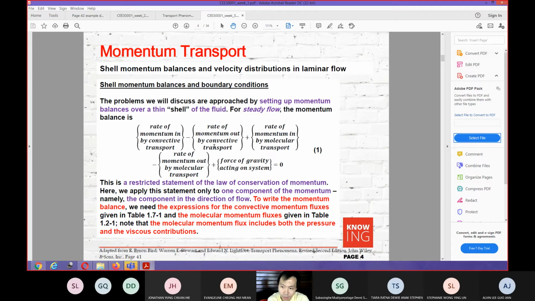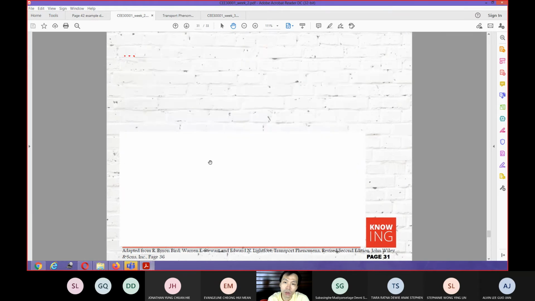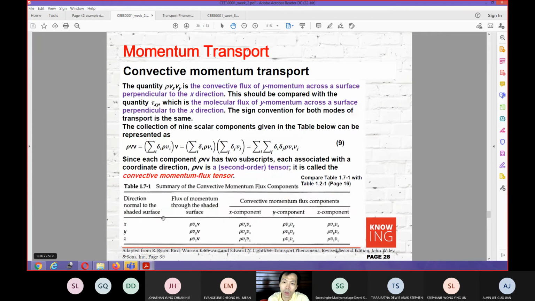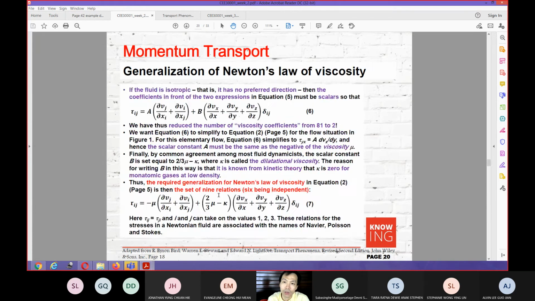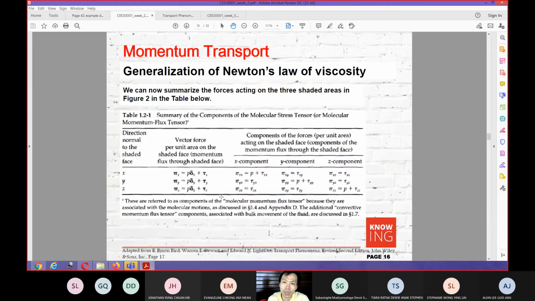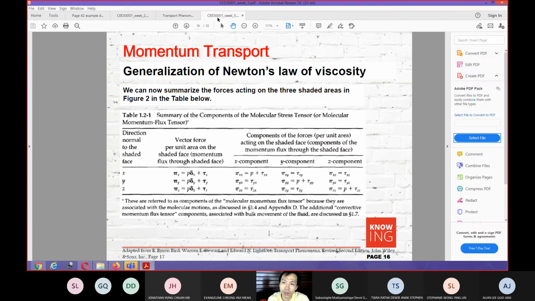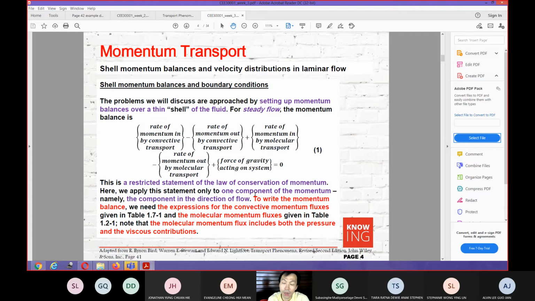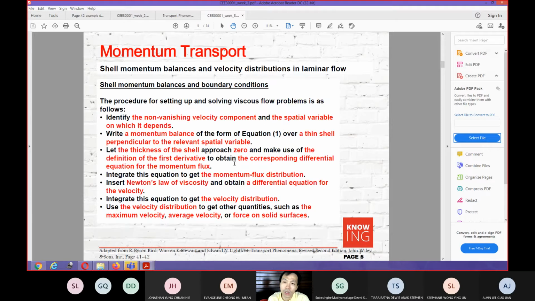Okay, and then the expression for the convective momentum fluxes is given in Table 1.7-1, and the molecular momentum fluxes are given in Table 1.2-1. So this is something that you want to go and look into again. This is giving you 1.7-1, and then you go back again for your molecular momentum flux. That one is represented by Table 1.2-1. So this is interrelated from week 3 to week 2, right? And then remember that the molecular momentum flux includes both the pressure and the viscous contributions.